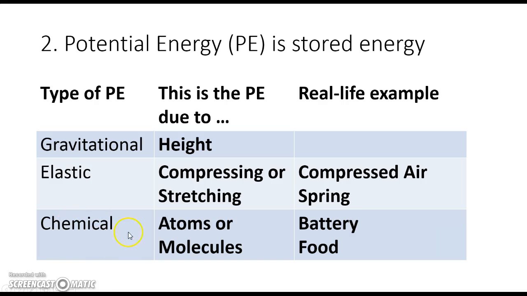Chemical potential energy is the potential energy due to atoms or molecules. Of course, we saw several examples. One of it is battery, the other one is food. And of course, I'm sure some of you will be familiar with gravitational potential energy, and this is the potential energy due to height.